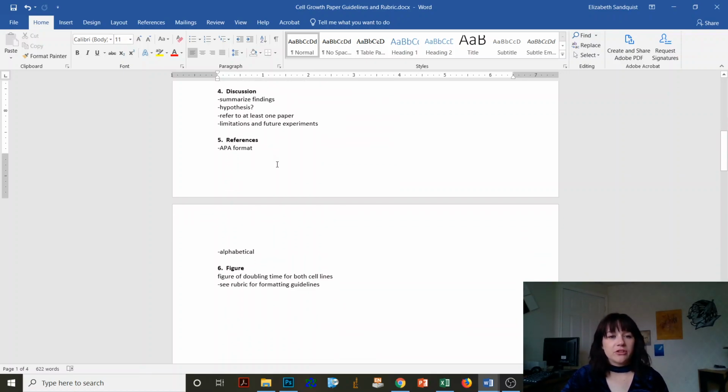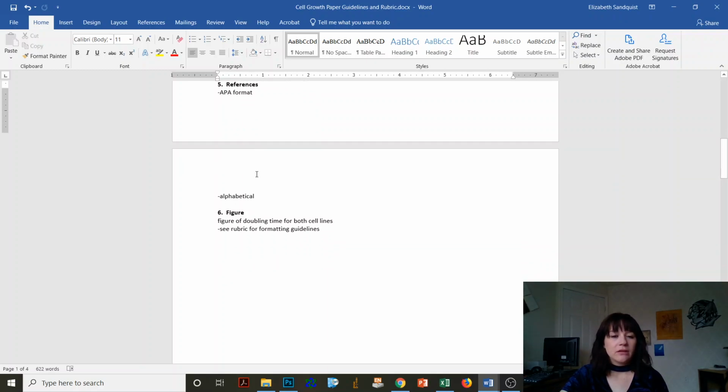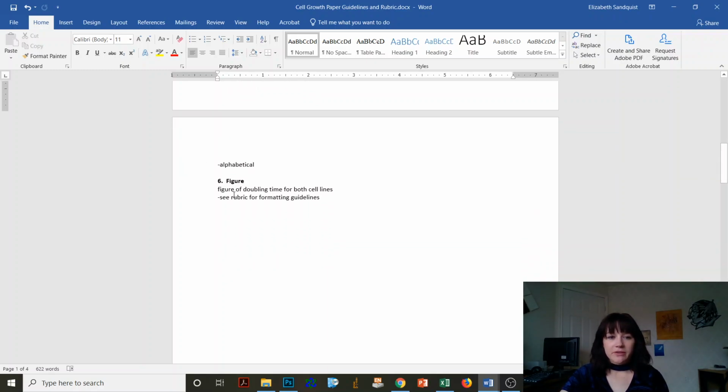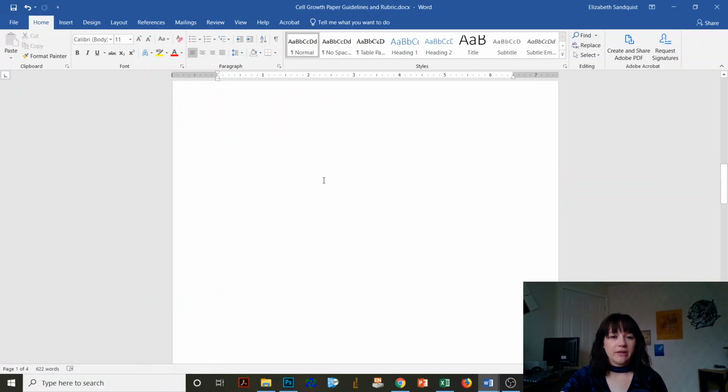Your references should be in APA format. Your in-text citations should be used, also APA format. The references should be in alphabetical order, etc. The figure that we talked about, it's going to show the doubling time for both cell lines, and you can see the rubric for more details on formatting that.